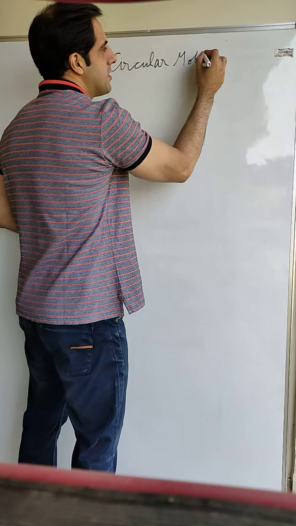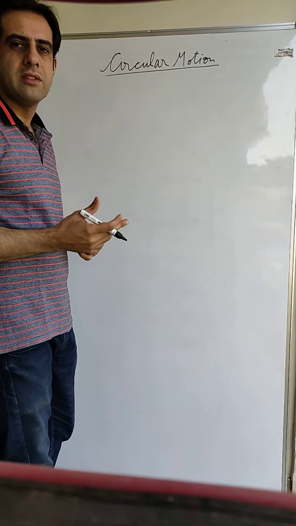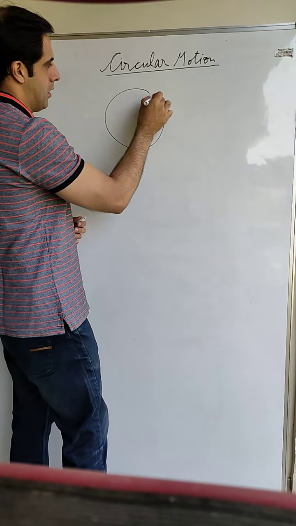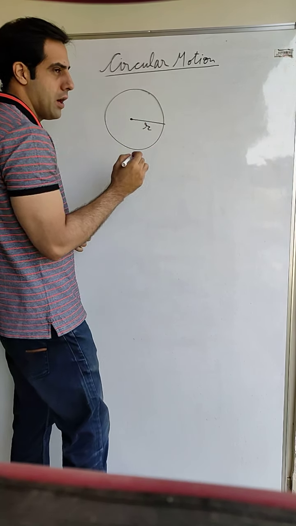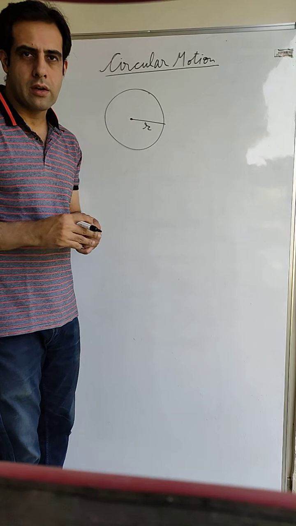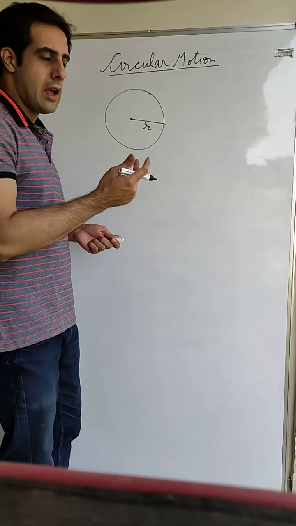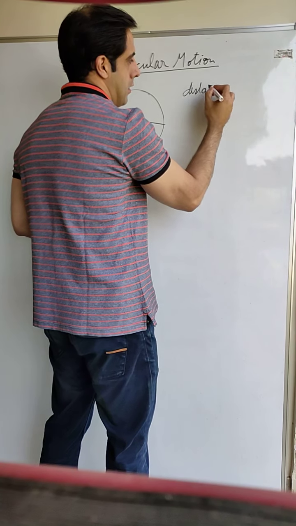Now, as we have already discussed earlier in the starting of this chapter, what does circular motion mean? It means that a body is moving around in a circle of radius r. Now I told you that when a body moves around in a circle, there are two quantities that we can calculate. First one is distance.